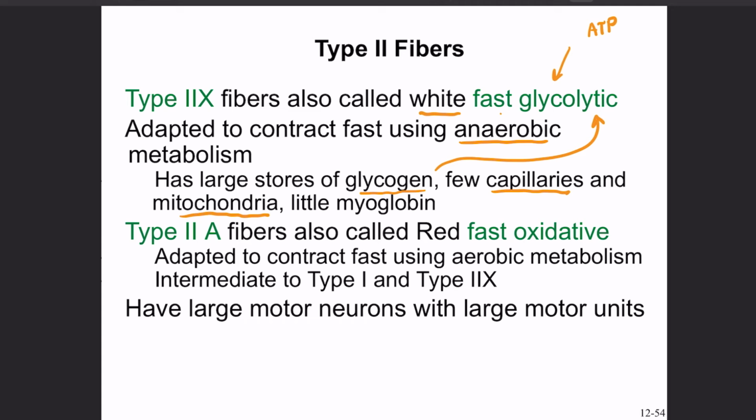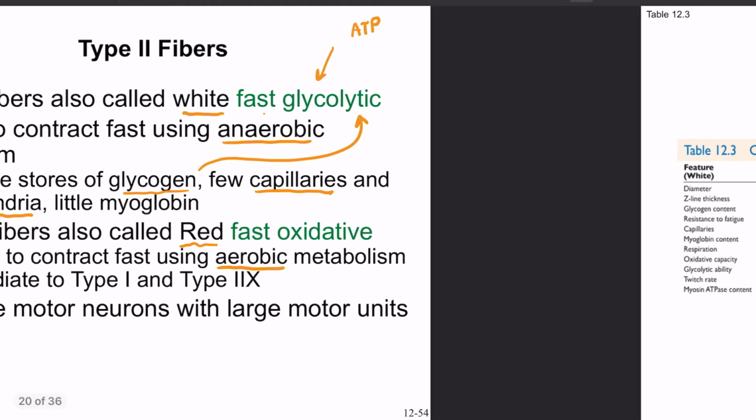Type 2A fibers are still fast twitch fibers. However, they're known as fast oxidative fibers, and they have been adapted to contract fast using aerobic respiration. And so they're kind of in between. And they are red because they do use aerobic respiration. And so they do have myoglobin and mitochondria. And these tend to have, well, all type 2 fibers tend to have large motor neurons with large motor units.